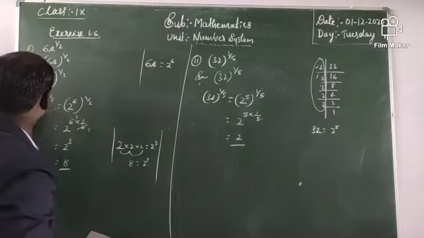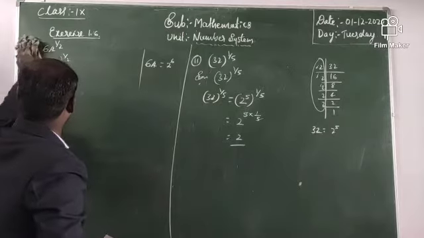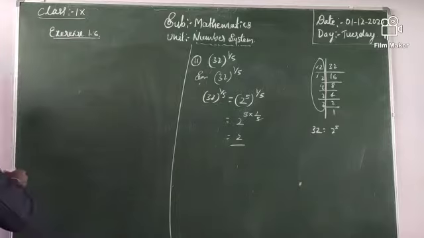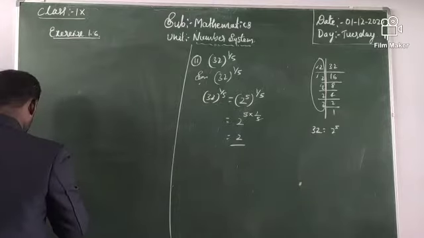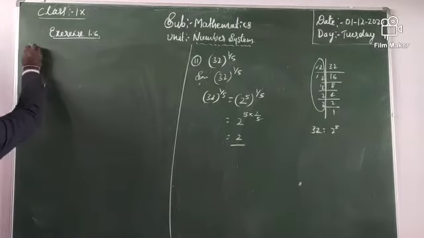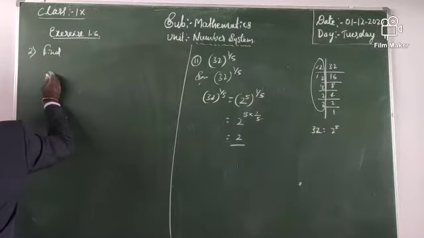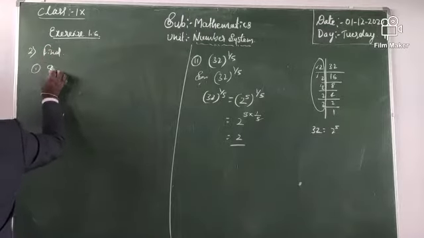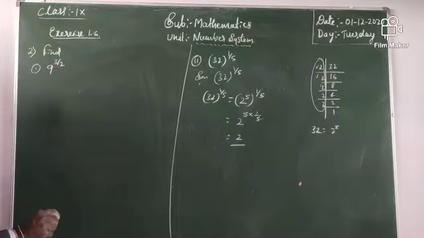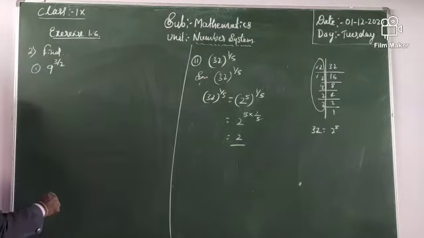Next, another problem. Third one. First one: 9 to the power of 3 by 2. Okay.